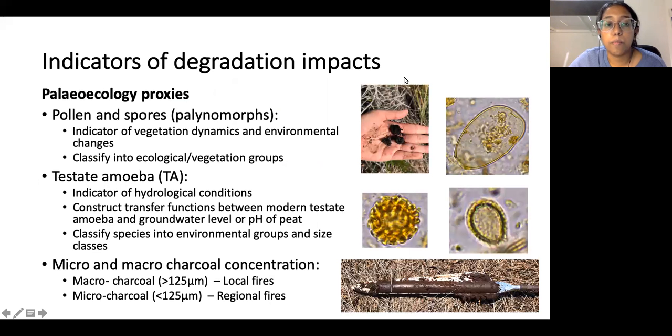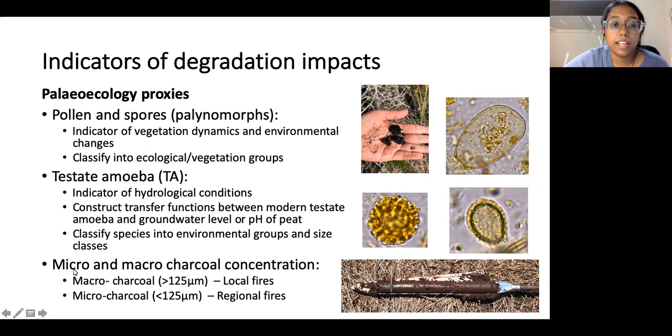Okay, and then let's go to testate amoeba, which is another proxy, and the majority of the papers that I reviewed talk about it being a very good indicator of hydrological conditions. The majority of the papers use transfer function models between modern testate amoeba species and groundwater level or pH of peat to try to reconstruct past groundwater level trends, using the fossilized testate amoeba that they see in their peat cores. For the Sabangau site, I see a lot of these H. subflora species, which is a good indicator of dry conditions when they are very small in size. So I've been using it to reconstruct groundwater level.